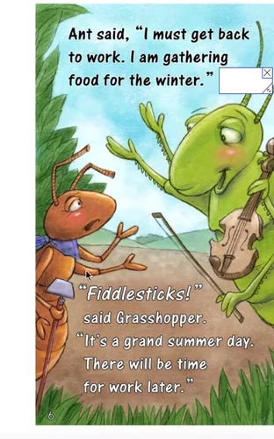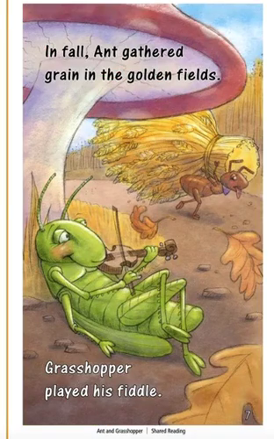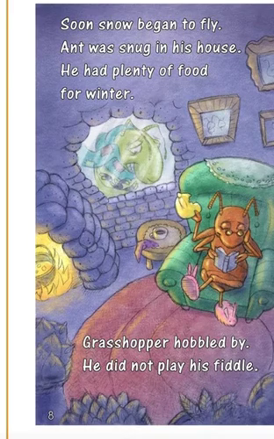Makes sense. Fiddlesticks, said Grasshopper. It's a grand summer day. There will be time for work later. In fall, Ant gathered grain in the golden fields. Grasshopper played his fiddle. Soon snow began to fly. Ant was snug in his house. He had plenty of food for winter. Grasshopper hobbled by. He did not play his fiddle.